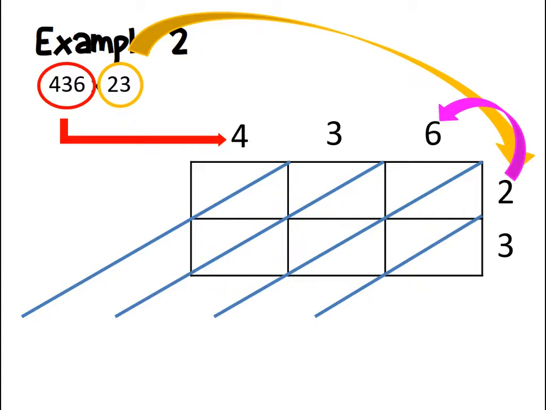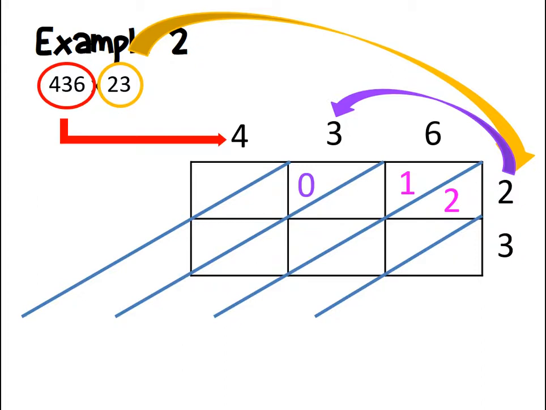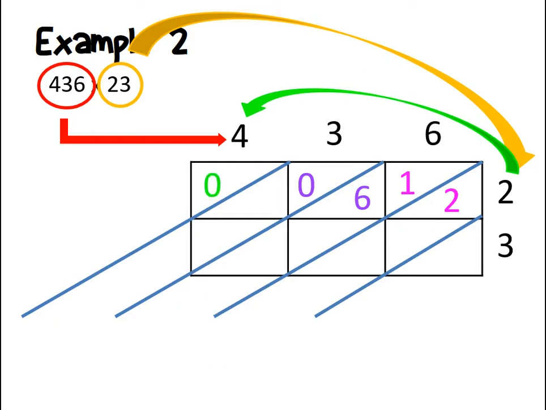Now I say 2 times 6 is 12, 1 at the top, 2 at the bottom. 2 times 3 equals 6, so there's no 10th. So now what happens is you put a 0 in the top triangle and a 6 in the bottom triangle. 2 times 4 equals 8, 0 at the top, 8 at the bottom.